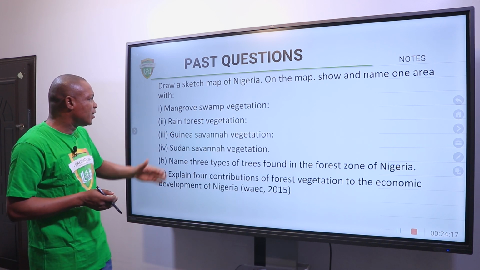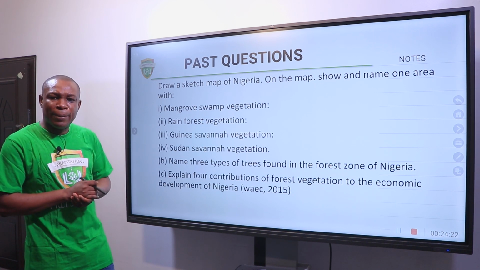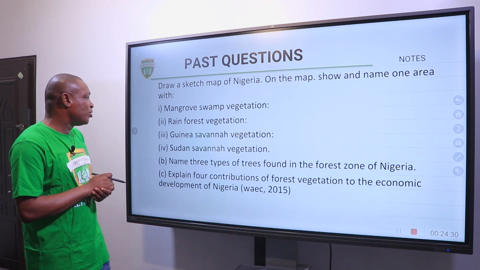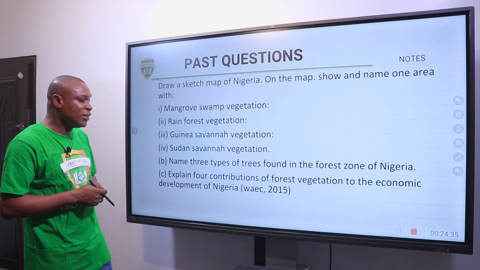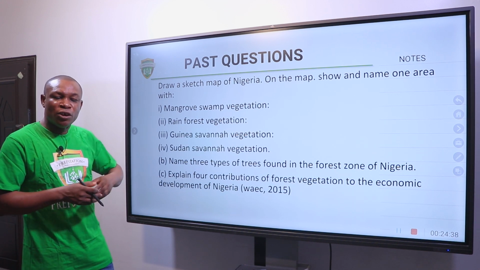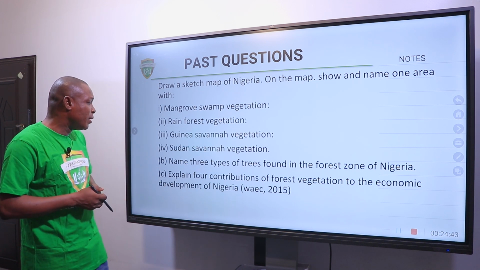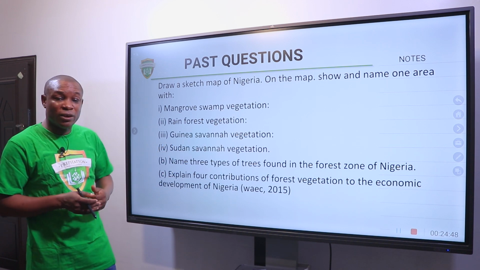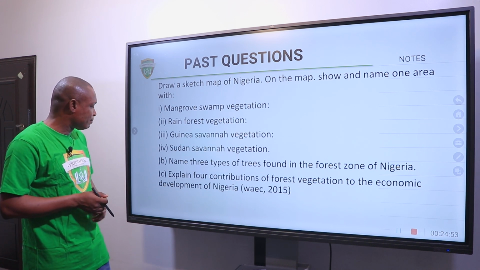The rainforest vegetation belt is found still in the southern part of the country, in places like Calabar, in places like Ibadan. Those are the places that you have the rainforest vegetation belt. You have the Guinea savanna vegetation in places like Kogi State. Remember, the Guinea savanna vegetation is the largest vegetation belt in Nigeria. The Sudan savanna vegetation can be found in places like Kano State and Katsina State.